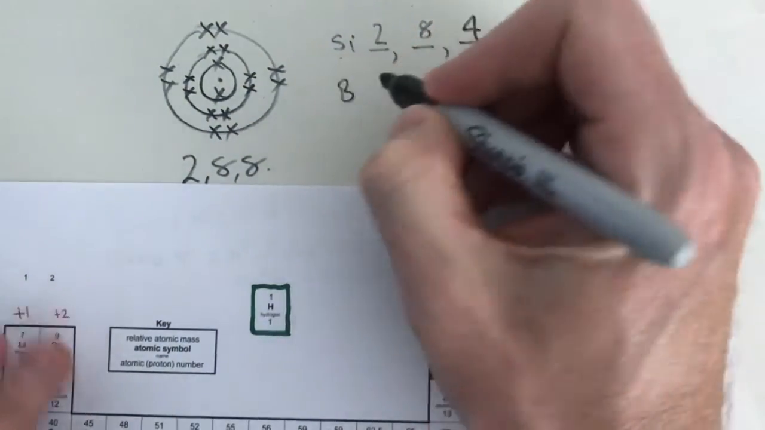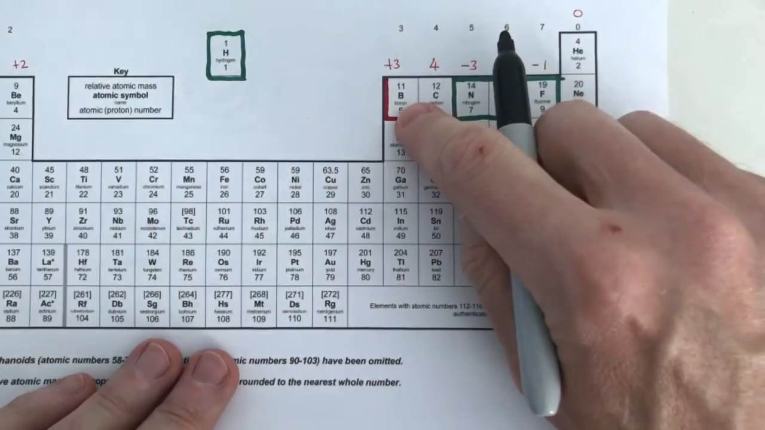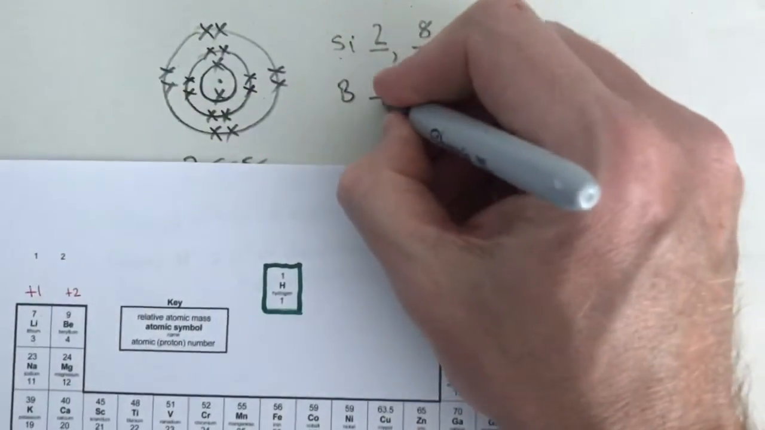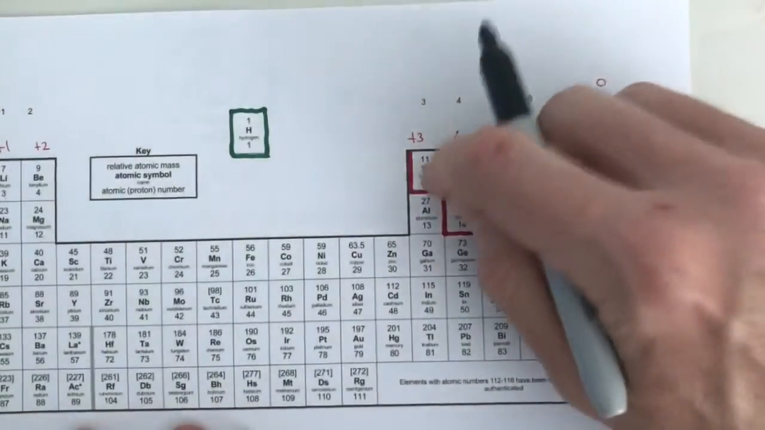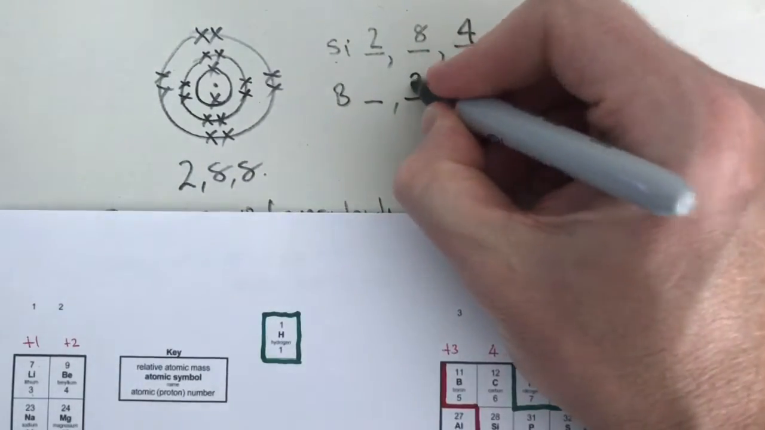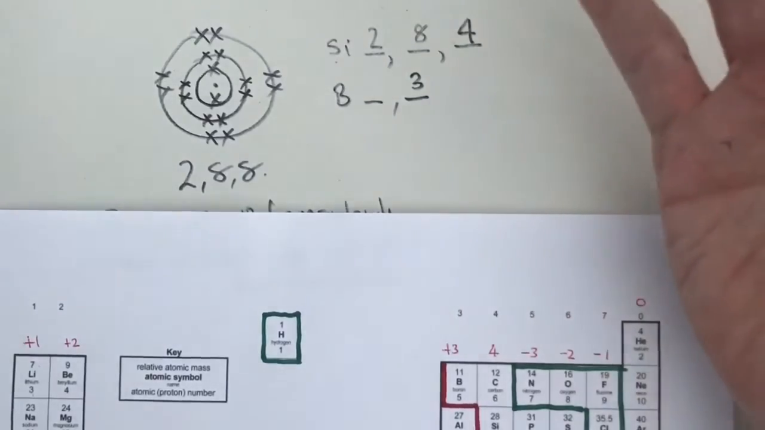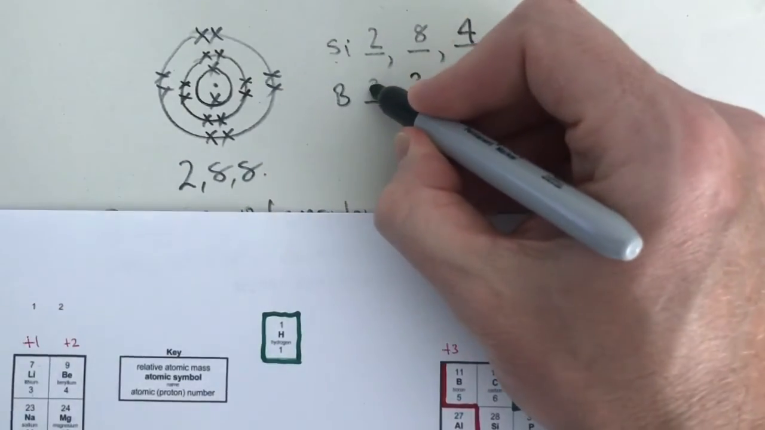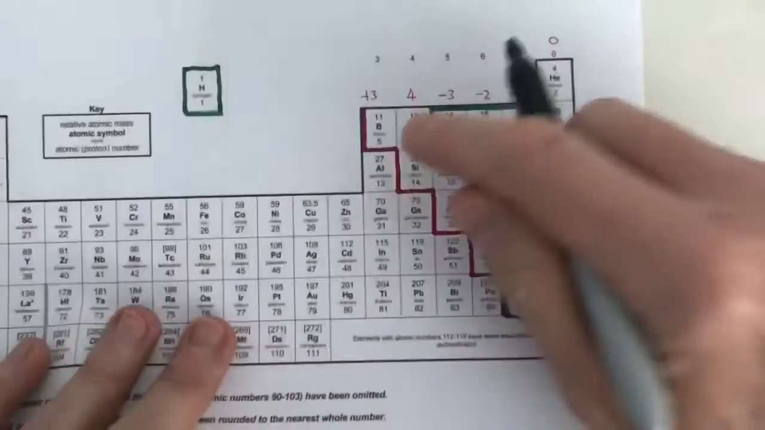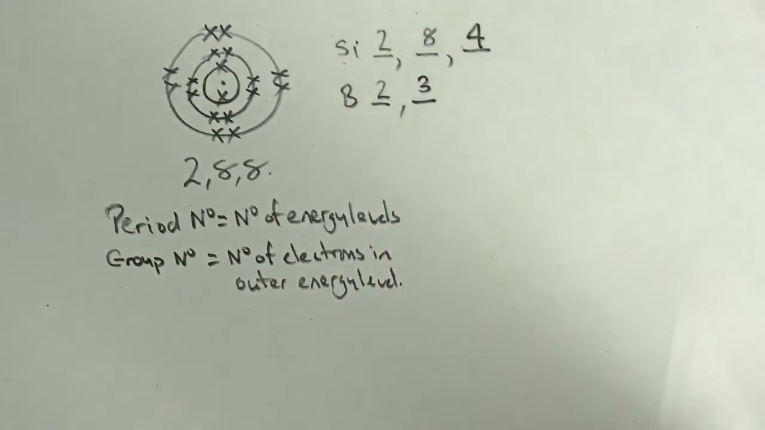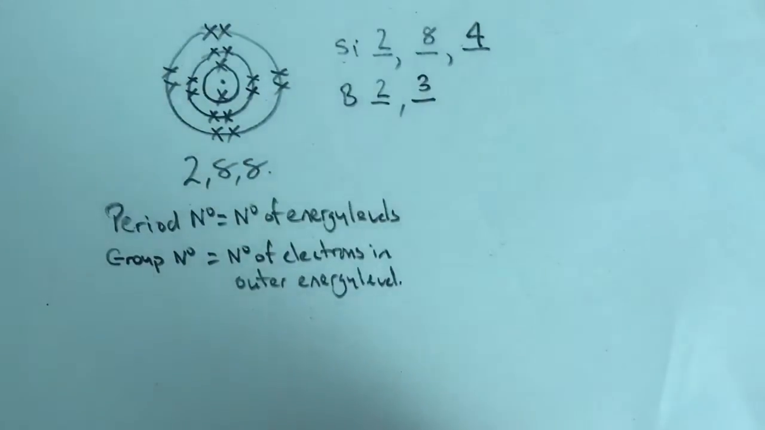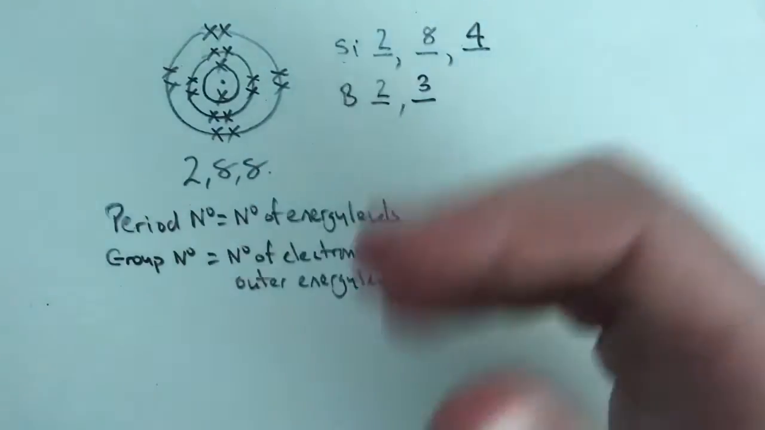Let's pick another one, just for example. Let's pick on boron. So I can see that boron here is in the second period. So that means it has 2 energy levels. I can see it's in group 3, so the outer energy level has 3 electrons. The first one must be full, so it's 2,3, which is 5 in total, and the atomic number is 5. So that's how we link electron configuration to the arrangement of the periodic table and the organization of elements.